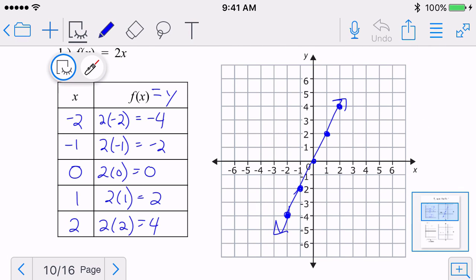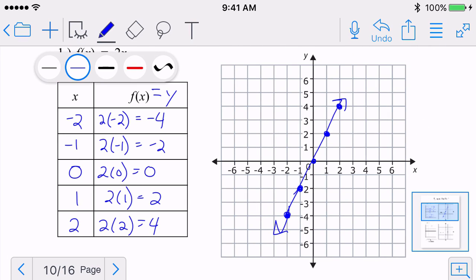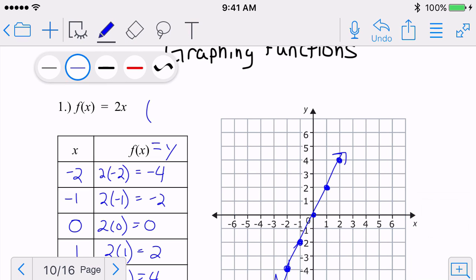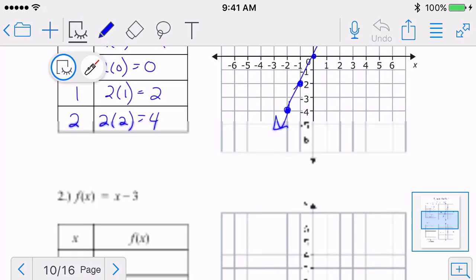And again, remember your points from this, your points end up being x, y, right? Which is the same thing as if we did x and then f of x. So those values give you your points. Okay, so let's move on to number 2.